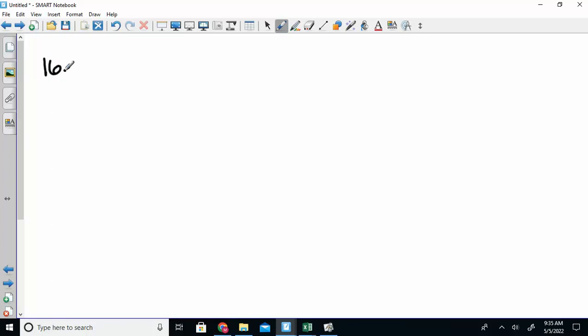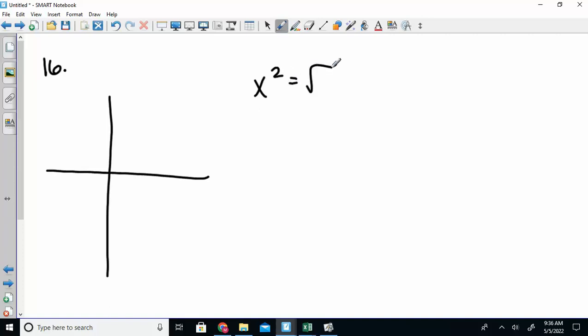Number 16, we have the curves y equals x squared and y equals the square root of x. And we're rotating around the x-axis. So it might be useful, since I didn't give you a starting and stopping point for x, we need to find out where those meet. So I need to know when x squared equals the square root of x.